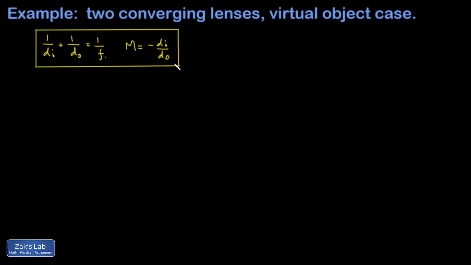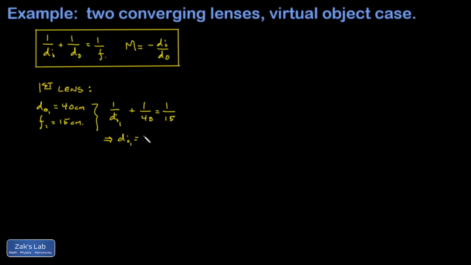Now, to handle this analytically, we look at the thin lens equation and the magnification equation, and then we run through both refractions. Through the first lens, we have an object distance of 40 centimeters, and that lens had a focal length of 15 centimeters. And we plug these into the thin lens equation, and I get an image distance of 24 centimeters for that first image formed in the process. The magnification is negative di1 over do1, which is negative 0.6.